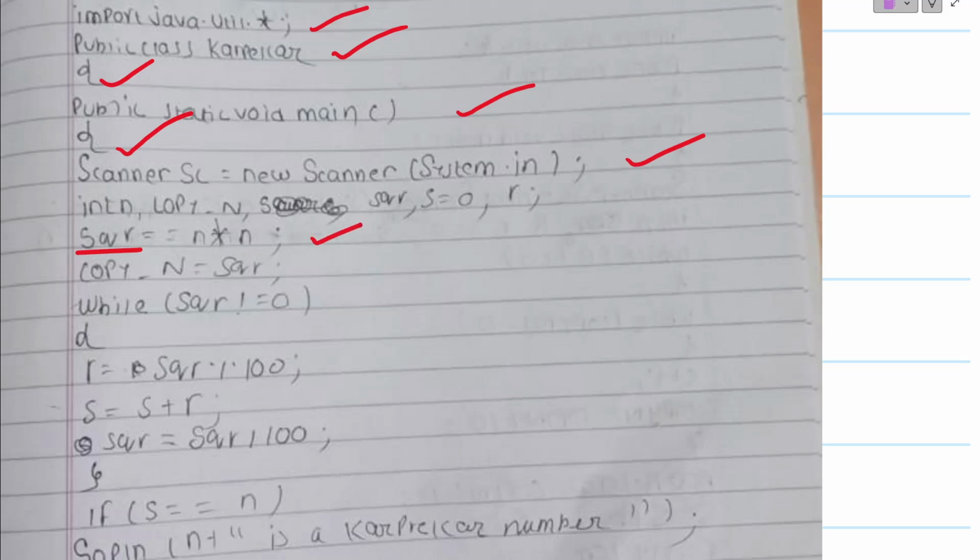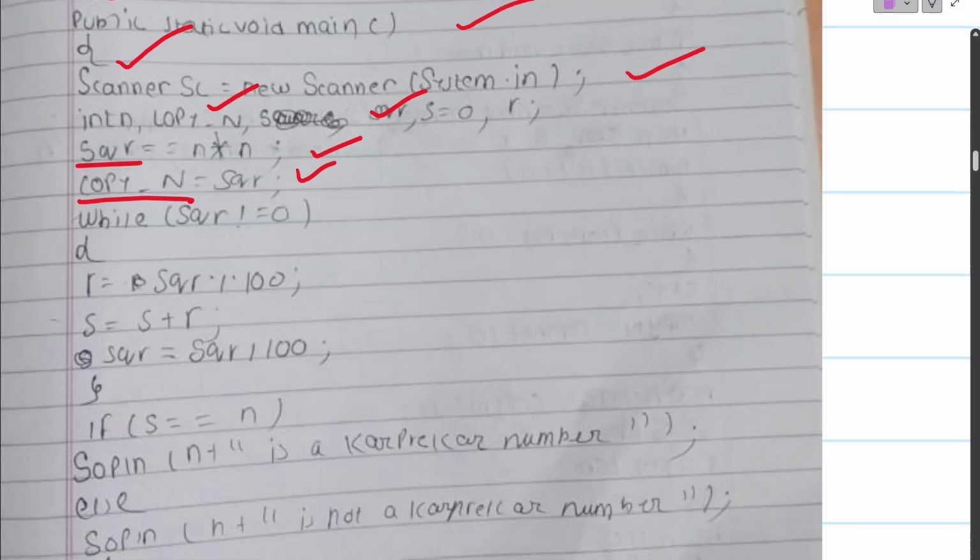Then I will be noticing whether somebody has declared the sqr or not. Yes, it is declared, so for that the marks are usually given. And here copy_n is equal to sqr. So the original number is stored by the student in another variable. And this particular variable is also declared, as you can see, int and int. Every variable is mentioned over here.